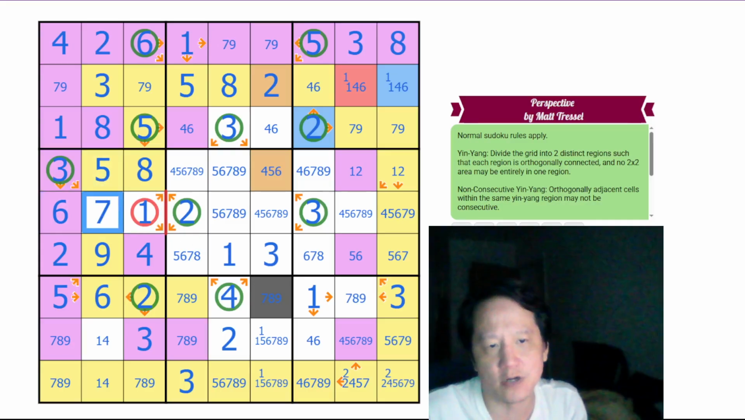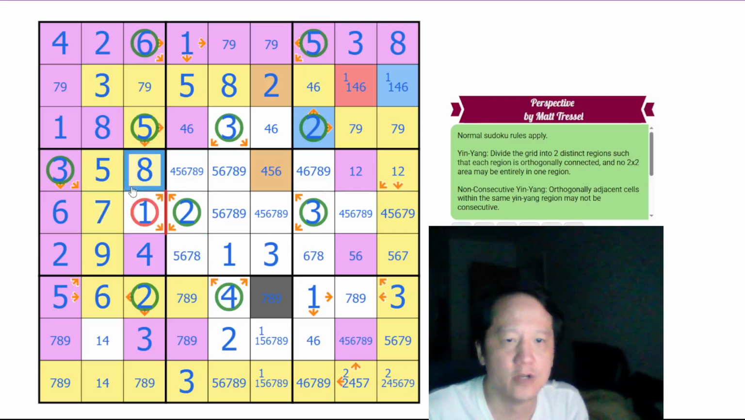7 and 6 are consecutive, so this must be pink. These are 2 pinks, so therefore that's a diagonal, so this must be... Oh, sorry, cannot be pink. That's yellow. 2 by 2, that's all yellow then. This must be pink.